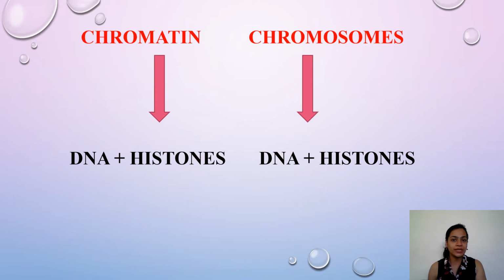First of all, we need to understand that the basic constituents of both chromatin and chromosome are the same. Both of them are made up of DNA and the basic proteins present in our genetic material, that is, histones. So we can say the constituents of both of them are the same. The question arises, then, what is the difference?